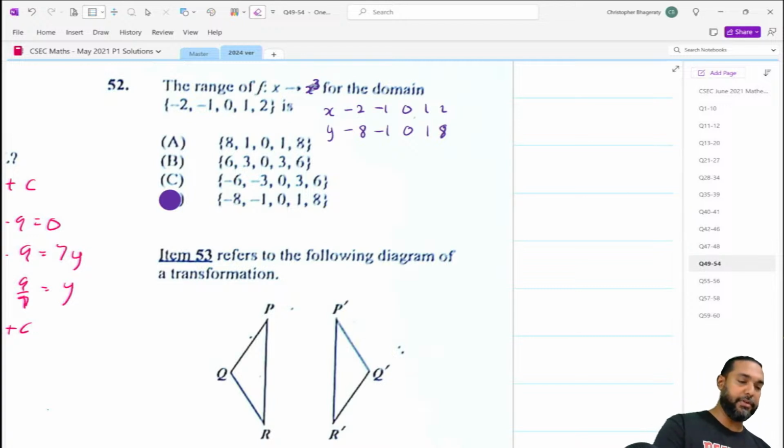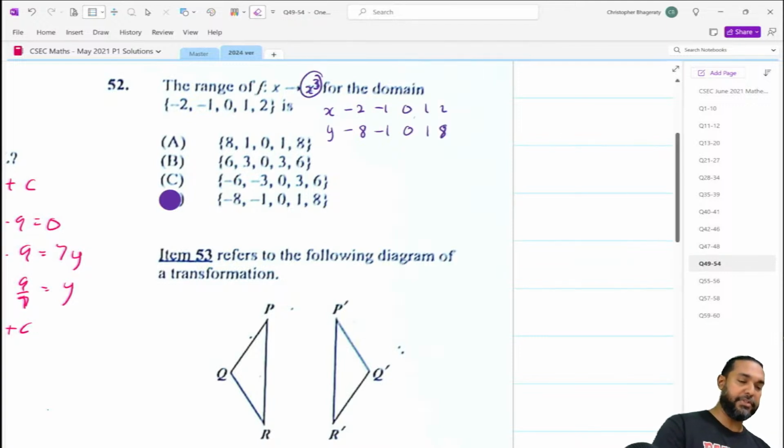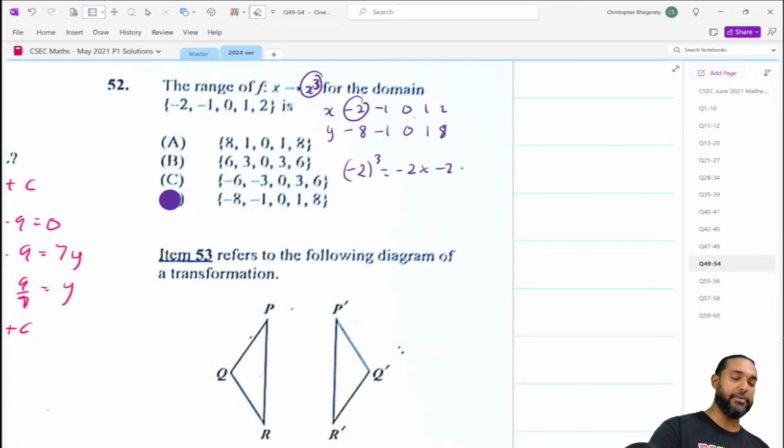So the function is y is equal to x cubed, so x cubed means you're raising something to the power 3. These are the x values here, and what they want is the range, which is the set of y values. So we're going to plug each of these into the function one at a time. For example, if we did -2 raised to the power 3, that's -2 by -2 by -2. -2 by -2 is +4, but then you multiply by -2 again, and that gives us -8. Hence the -8 here. You with me so far?